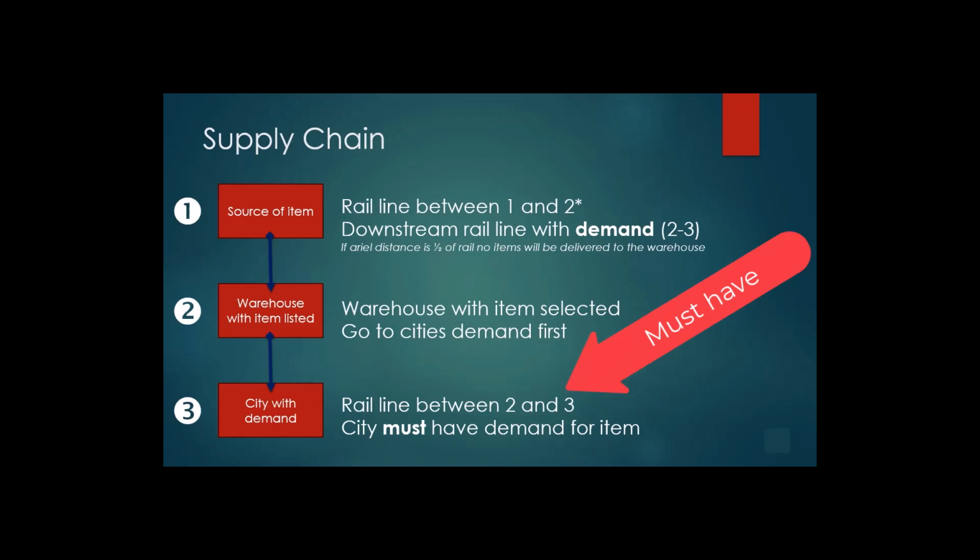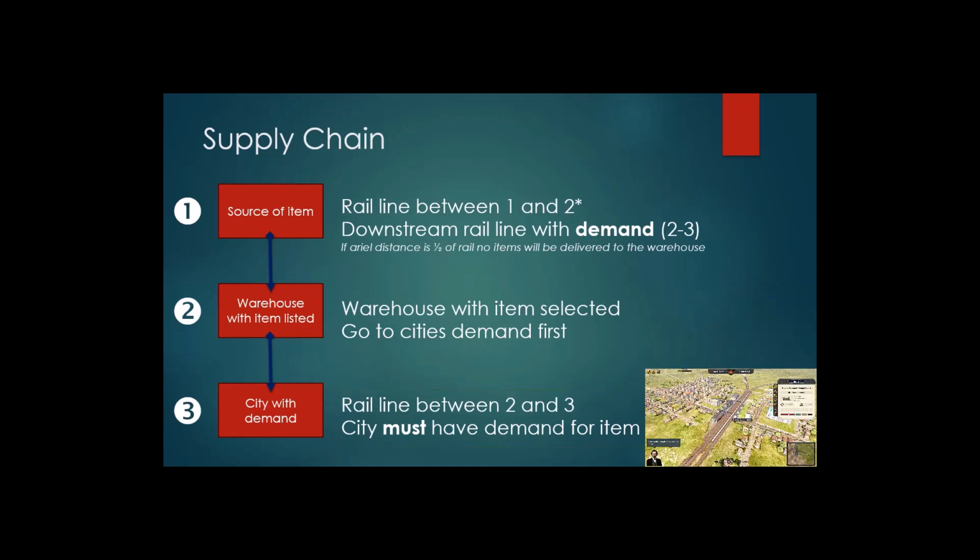Now here is the key. The key is, as we will see, that a rail line, the source, will not deliver to a warehouse unless there is a rail line from the city which has a demand coming from that warehouse. So before we will actually see any product being moved from node 1 to node 2, we need to have a rail line between node 2 and node 3, and the city must have a demand for that item.